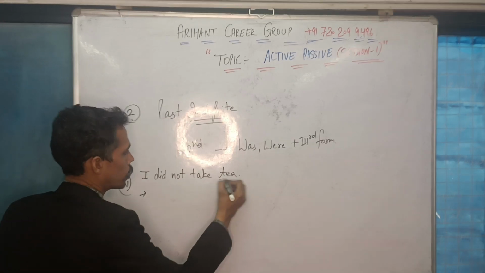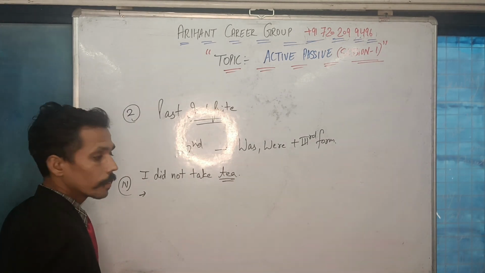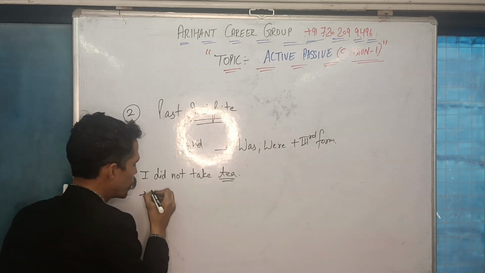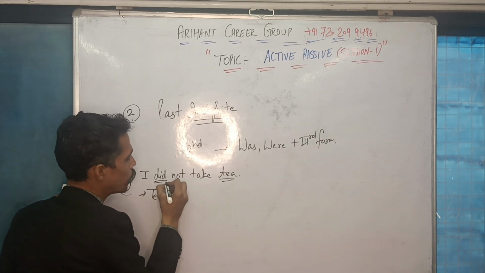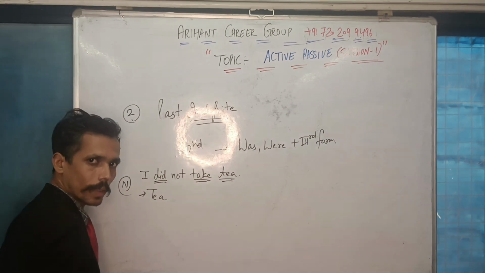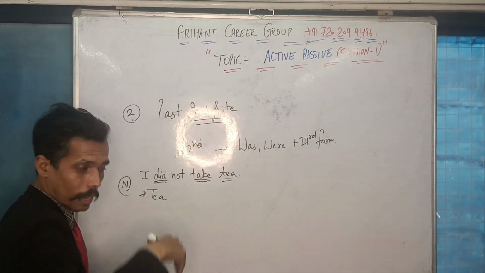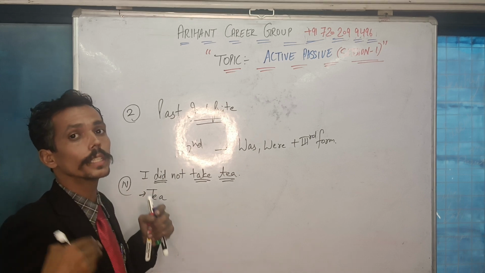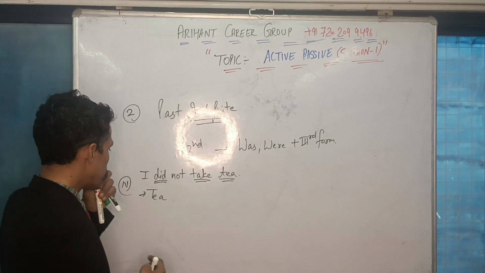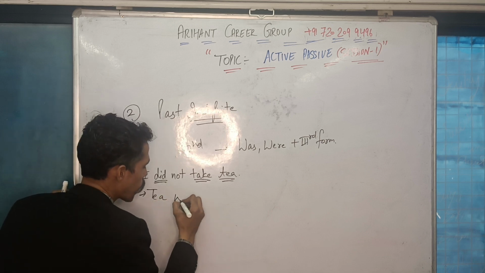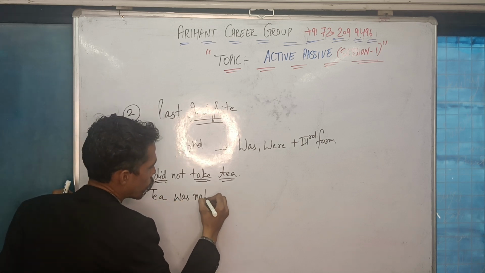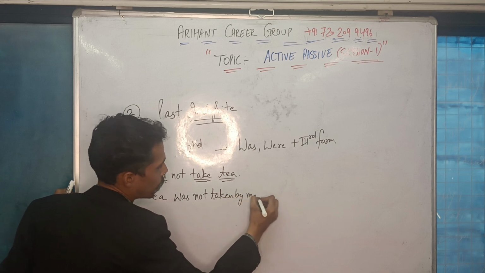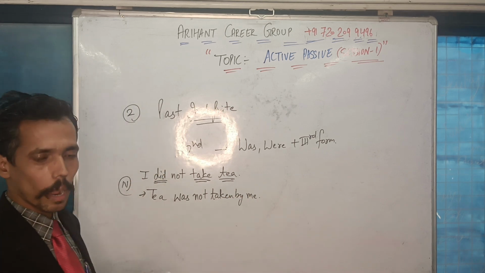So what did I say? I did not take tea. So this is in a negative form. So the answer will become like that because there are again two forms. This is a main verb, take to taken. So write the third form of the main verb. And the form that you get at the beginning will help you to identify which rule is applicable here. So here the answer will become: Tea was not taken by me.